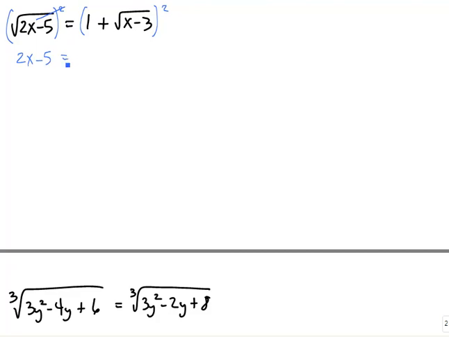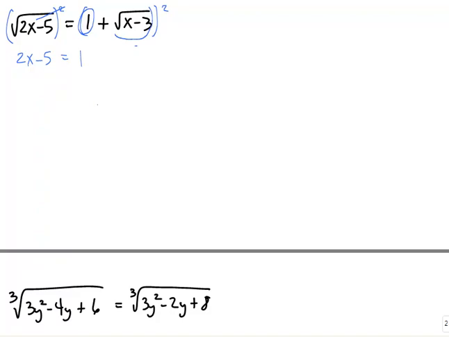On the right side, we're going to either FOIL this out the long way, like we did before, or this time I'm going to show you that shortcut of using the square of a binomial formula. So the way that works is to square this binomial, we're going to square the 1, which stays 1.